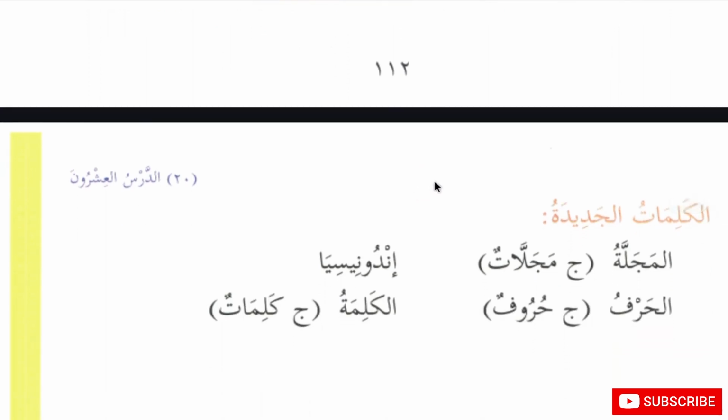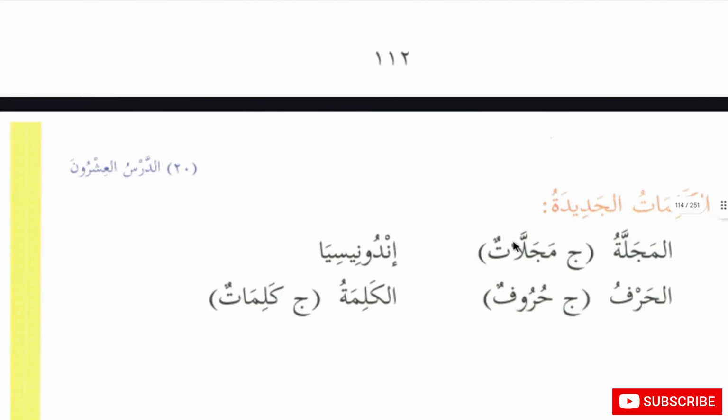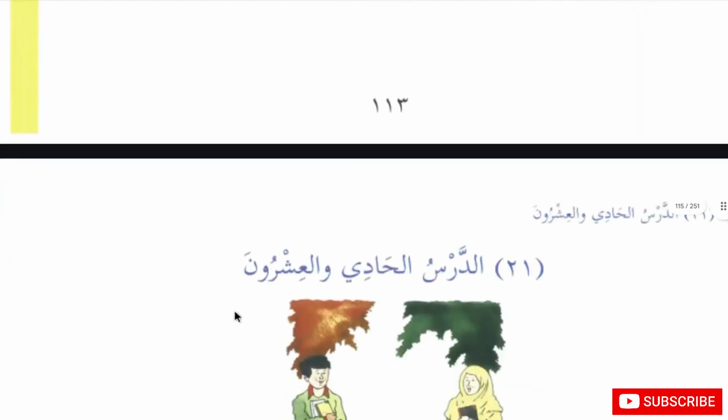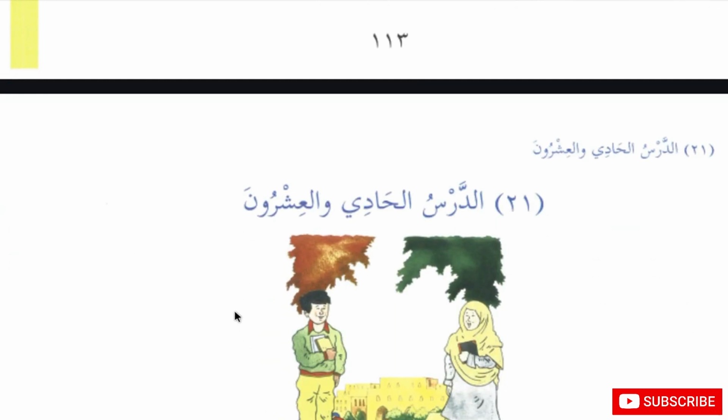So here are some new words for us today in this lesson. The word majalla, it means a magazine or a journal. So majallat, plural. Harf, a particle or a letter. Huruf, plural. Al-kalima, a word. Kalimat, words. We will continue in the next lesson.